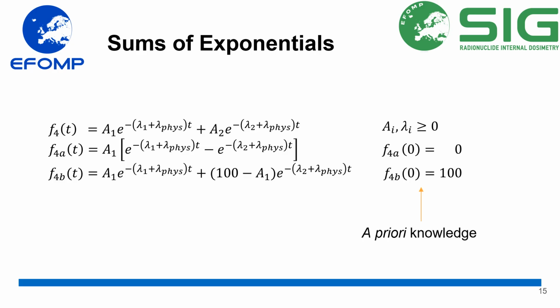On the right-hand side you see some a priori knowledge of what is known about these functions. It's known that the prefactors a_i and the lambdas are positive, and that at time 0 the function values are either 0 or 100 in the other 2 functions. Also, it is known that we have lambda physics, which means we know the half-life of the radionuclide, and we know the number of exponentials, in this case because we assume there are only 2 exponentials.